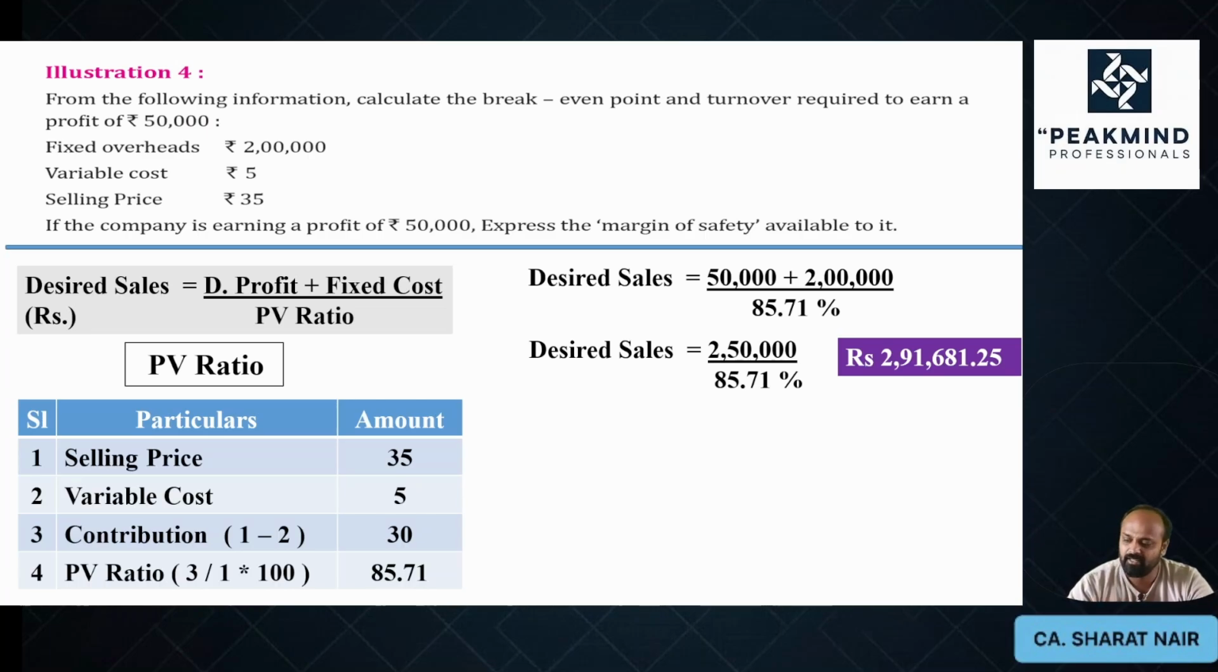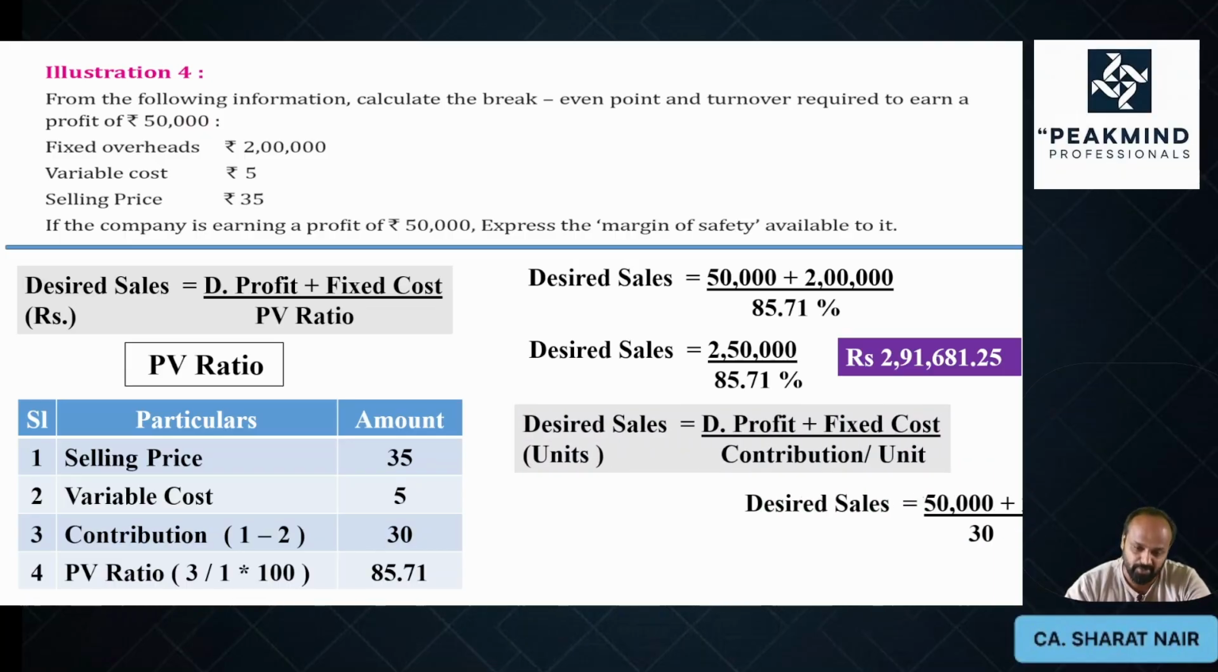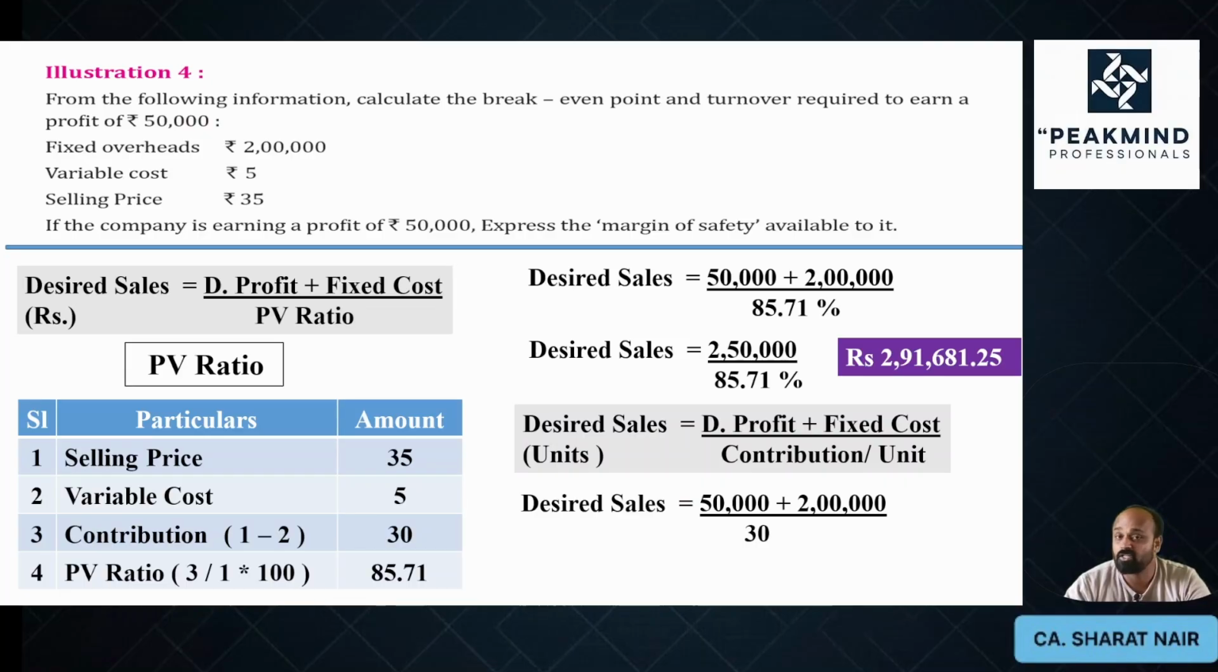Or alternatively, I'm revising the same formula. Only thing is, instead of using PV ratio, we will apply contribution per unit. So 50,000 plus 2 lakh, as you can see above, divided by, instead of 85.71, we are applying 30. So I will get 8,333 units. Even if you do 2,91,681 divided by the selling price, that is 35, still you will get the same answer. Okay.